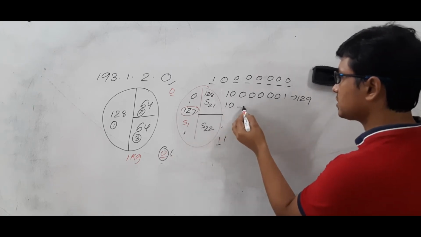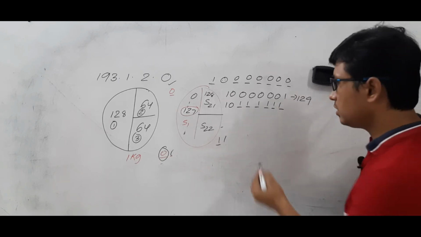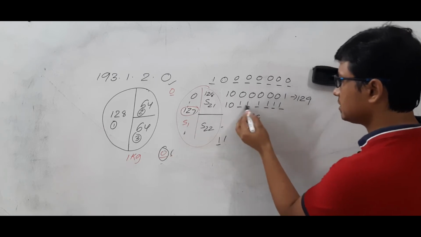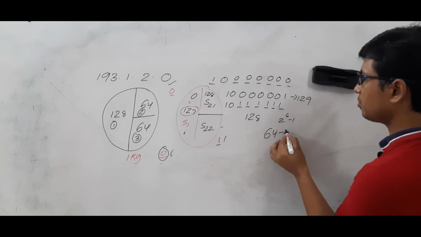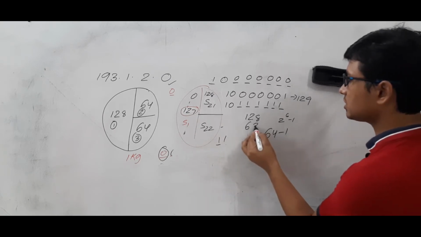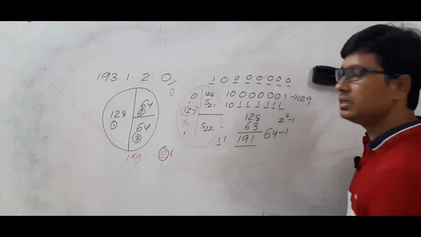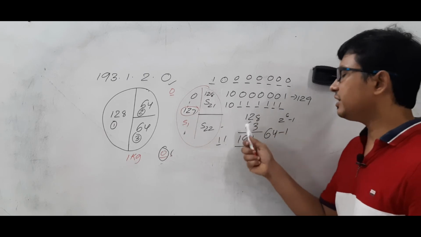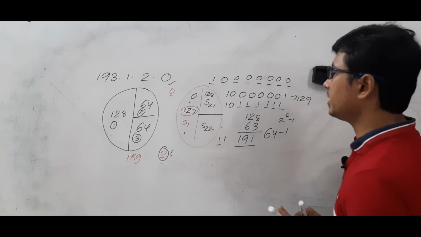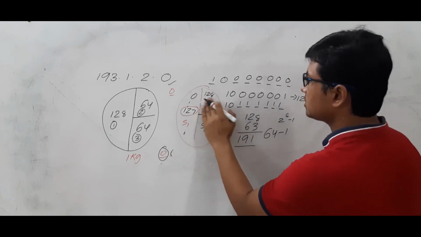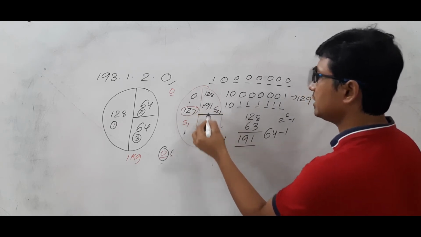So 10 is fixed. If I keep all ones, this will be what? 128 plus 2 power 6 minus 1, which is equal to 64 minus 1, which is equal to 63. So you add 128 plus 63, which will be 191. See, I am simply converting a binary number to a decimal number with small steps. Is it clear? Are you able to understand? So the IP addresses that will fall in the subnet S21 are 128 to 191.